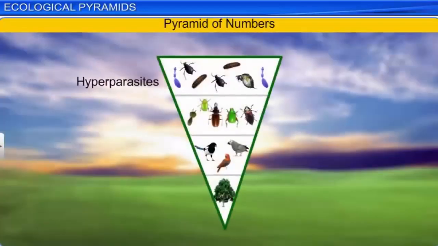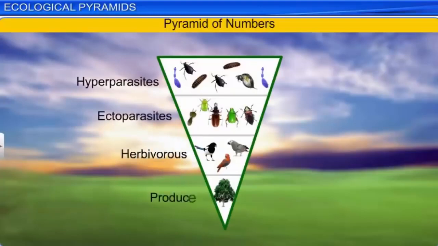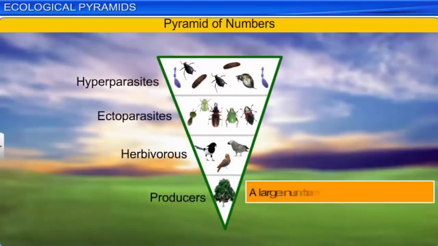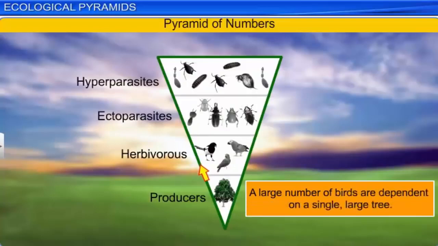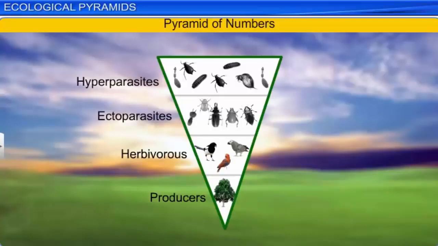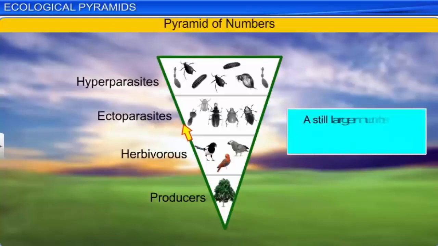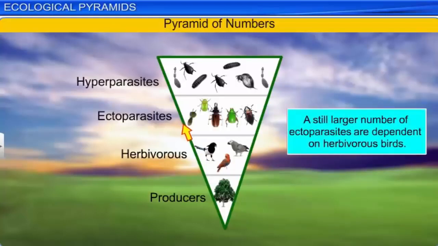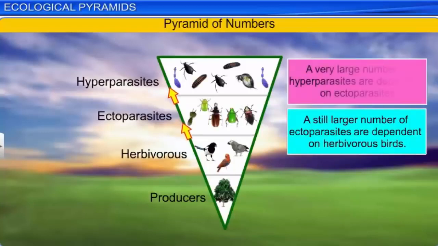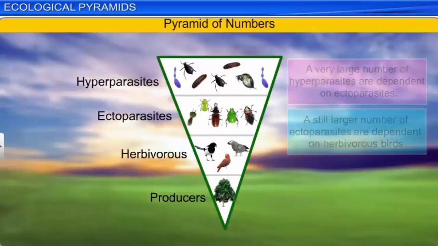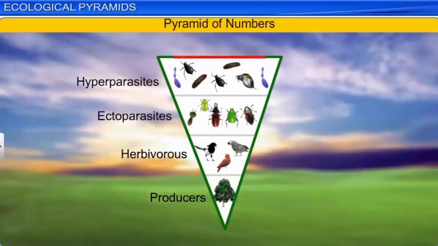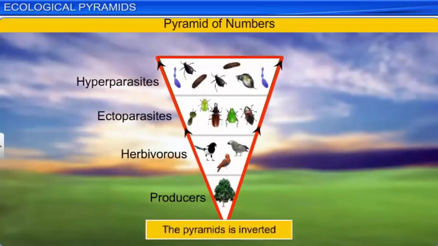Now, in a parasitic food chain like the one shown in the image, a single large tree is supplying food to a large number of herbivorous birds. These herbivorous birds, in turn, are food for a still larger population of ectoparasites, on which a large number of hyperparasites depend. Therefore, in this case, the pyramid of numbers is inverted.